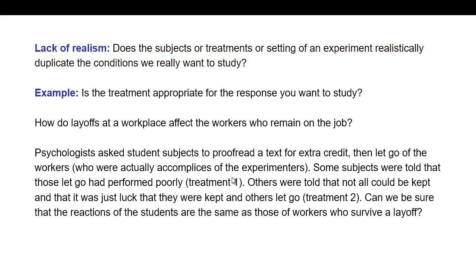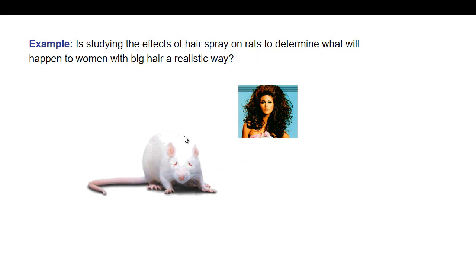So can we be sure that the reactions of the students are the same as those of workers who survive a layoff? So in other words, does the experiment you see here realistically duplicate the conditions we really want to study, which is the effect of layoffs on workers? Another example is, let's say we want to study the effects of hairspray on rats to determine what will happen to women with big hair. So is that realistic? So questions about realism should be asked when the experiment is being designed.